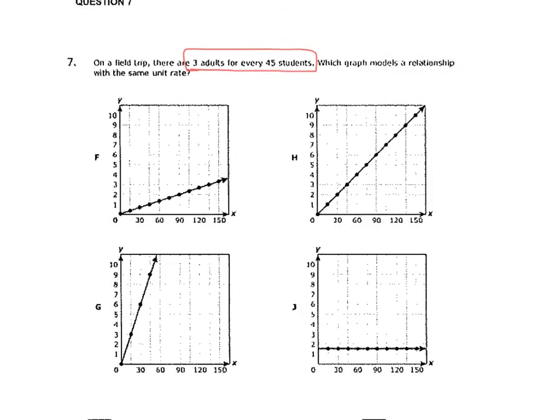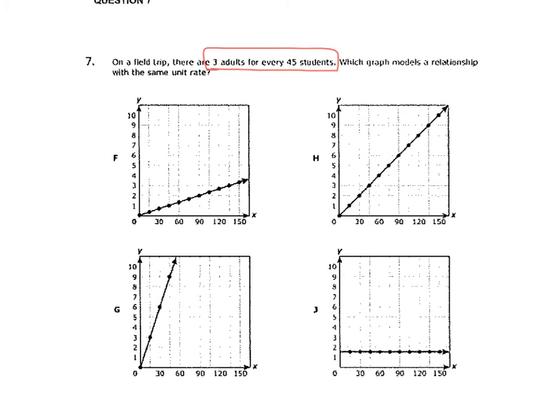Same thing on this one. There's 3 adults for every 45 students, which graph models a relationship with the same unit rate. So from what I can tell, it looks like our y-axis is talking about adults, and our x-axis is talking about students. So where my 3 is, my line should be crossing at around 45, which would be somewhere here in the middle.